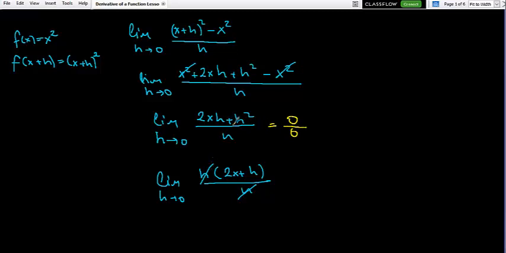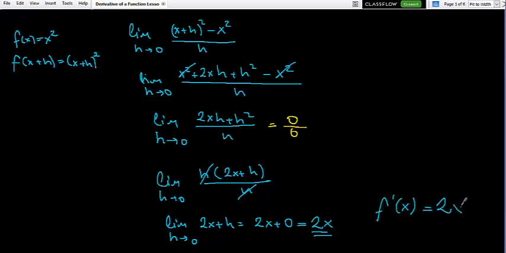I have to factorize h, and when you cancel h, you get limit h tends to 0 of 2x plus h, which is equal to 2 times x plus 0, which is equal to 2x. So f'(x) is going to be equal to 2x if f(x) is equal to x squared.